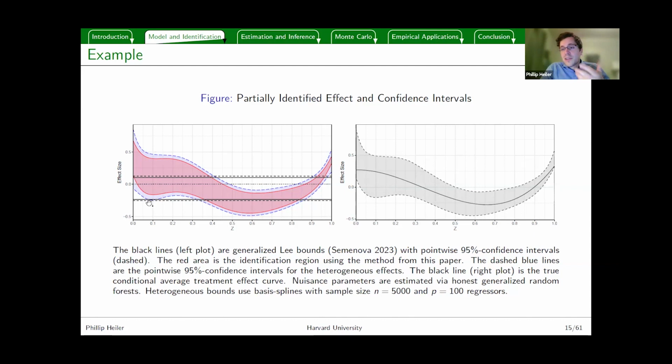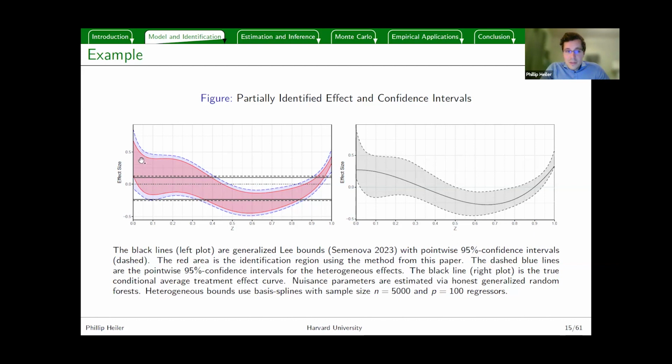Now, if you use unconditional methods that do not consider heterogeneity here, you would get what the left plot shows with regards to these lines. So you see the sharp bounds here would be straight black lines. Of course, they don't vary across z, and you see that 0 is included here in the black interval. The dashed black lines are the associated confidence intervals. So here in this case, you would not reject the null of no significant treatment effect for any type.